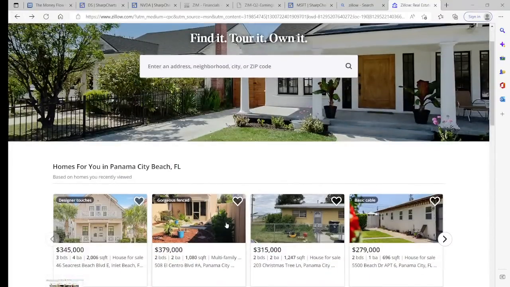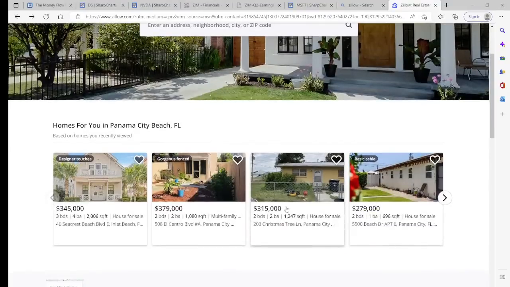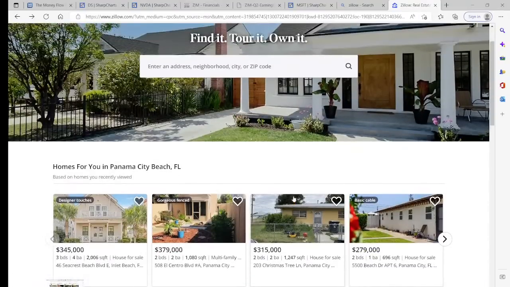Go through and try to find some that look rentable. We'll look at some different areas, man. I'll show you some of the stuff I do on how I use Realtor and Zillow.